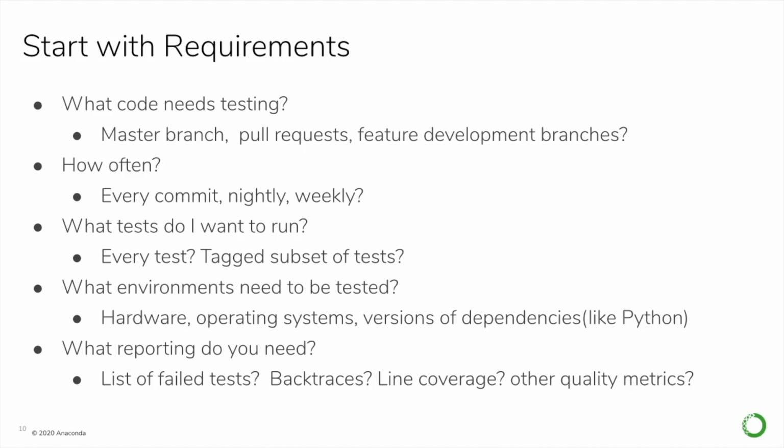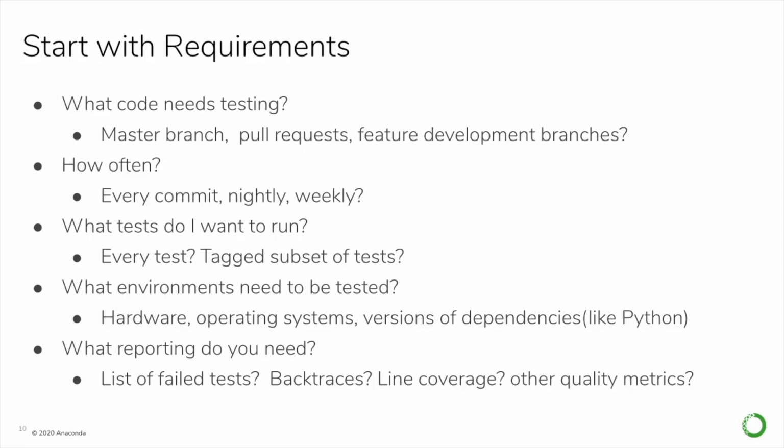And then what reporting do you need? A CI system that doesn't tell you anything doesn't exist. So what do you need to know? Obviously, you need to know things like what test failed. Maybe I want to have access to full backtraces. In fact, you definitely want to have access to full backtraces. Do I want line coverage of my tests? Are there other quality metrics I want to be reported back? What is the feedback loop that you really need for your testing? Do you need it to report to you over Slack or over email or on GitHub?